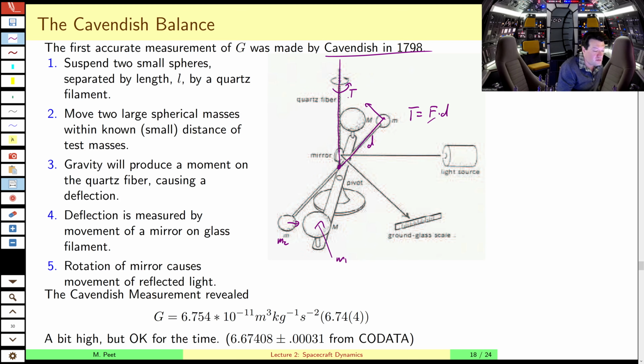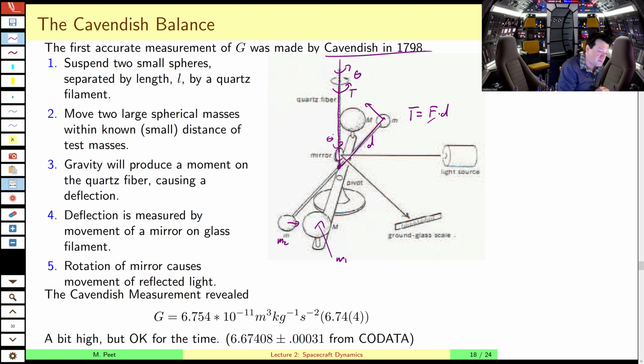So how do we measure first the deflection or the rotation, theta, of the quartz fiber? Well, that was done by attaching a mirror to the quartz fiber. What that allows us to do is amplify the rotation. So the mirror rotates with the quartz fiber around an angle theta, which is undetectable.